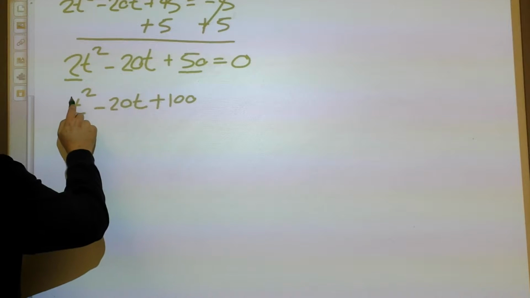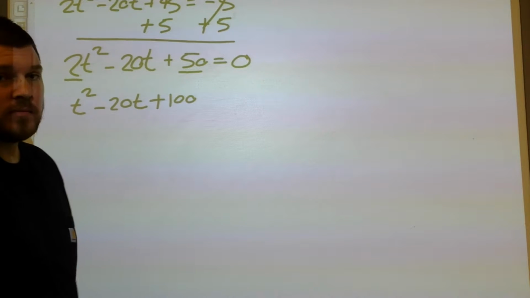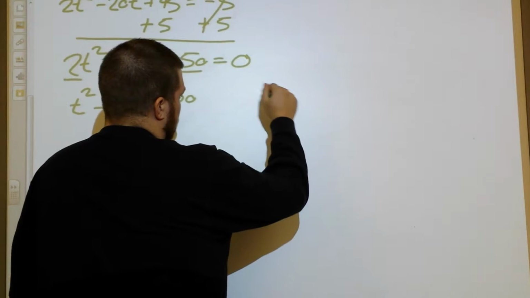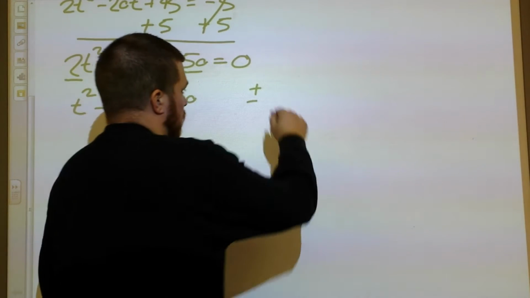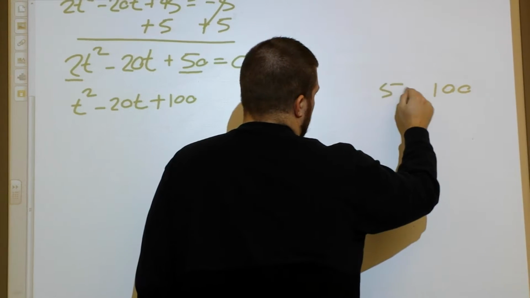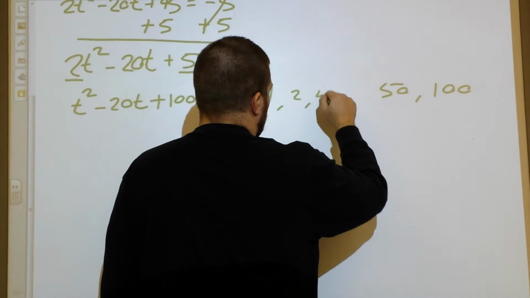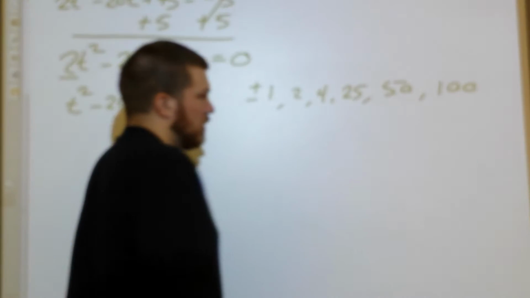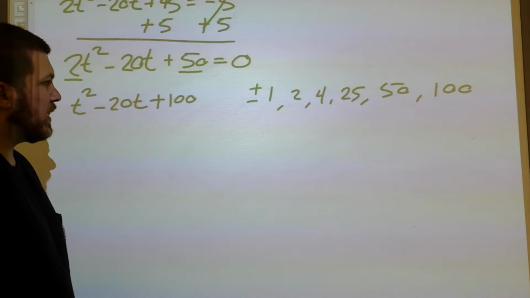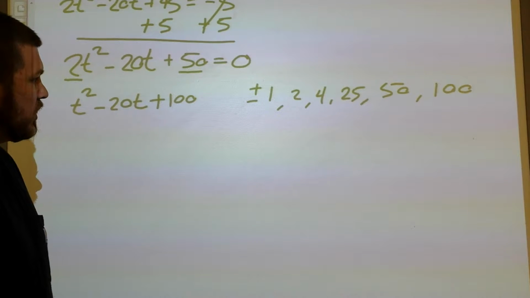Now what I want to do is my leading coefficient is now 1, so I'm looking for factors of 100 that add up to negative 20. Okay, so just offhand, let's list out factors of 100. We know we have positive and negative factors, so 1 and 100, 2 and 50, let's see, 3 doesn't work, 4 and 25, and I think that might be it. So what we're looking for now are factors of 100 that will add up to negative 20.